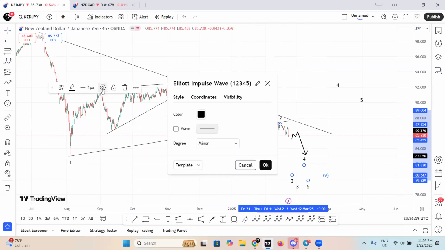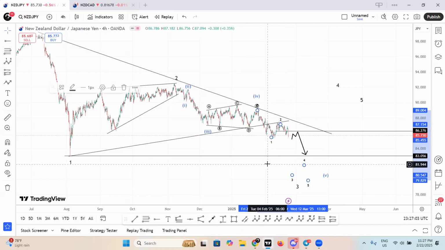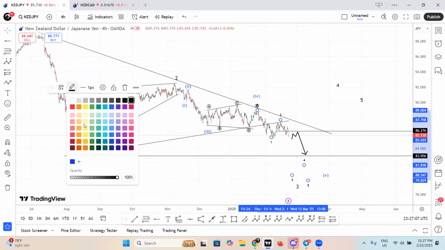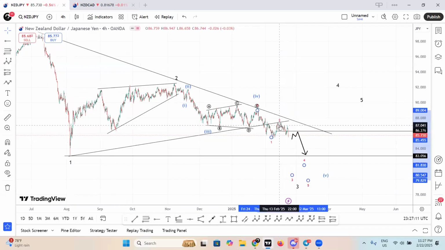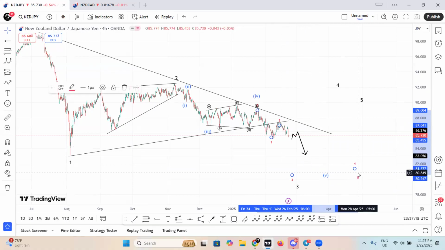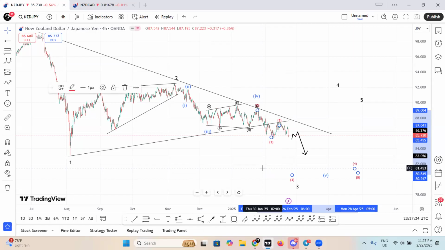Then we have to change it to the smallest, which will be the minuscule wave. Let's put it on red. Can you see wave 1, wave 2, wave 3, wave 4, wave 5? No, I think it's too small. Let's do submicro. So micro will be better.